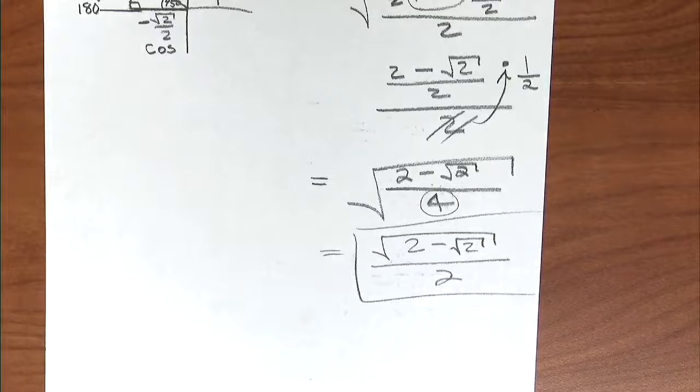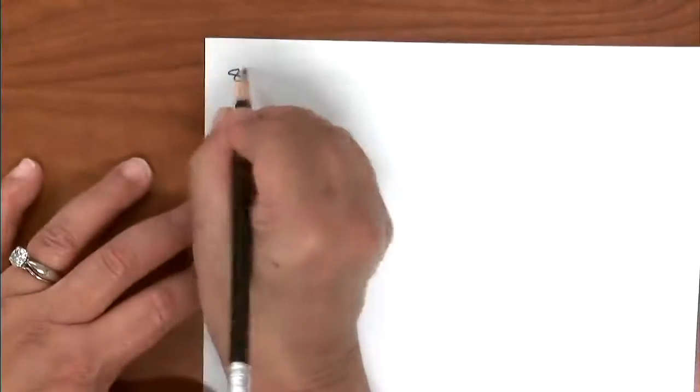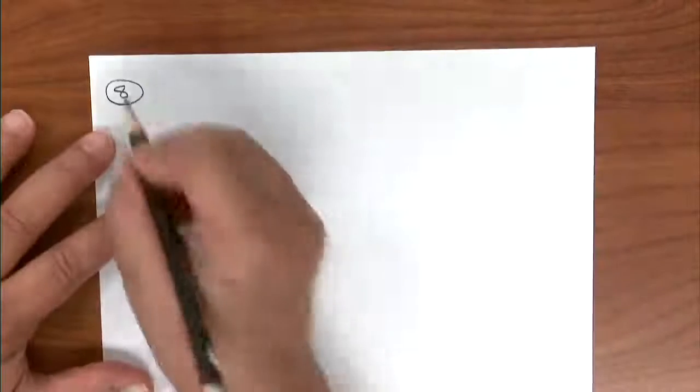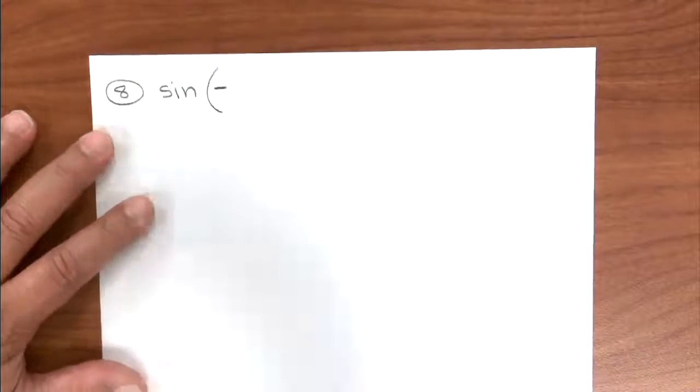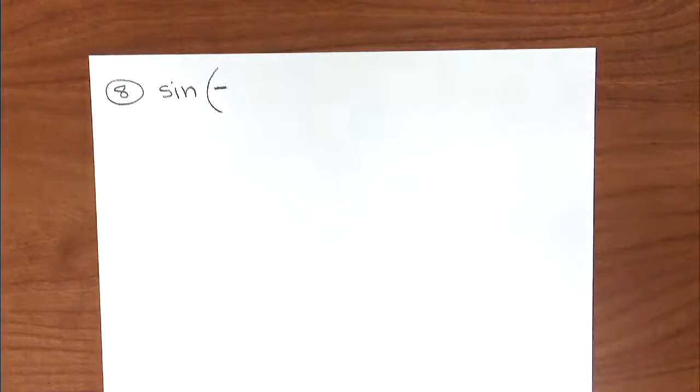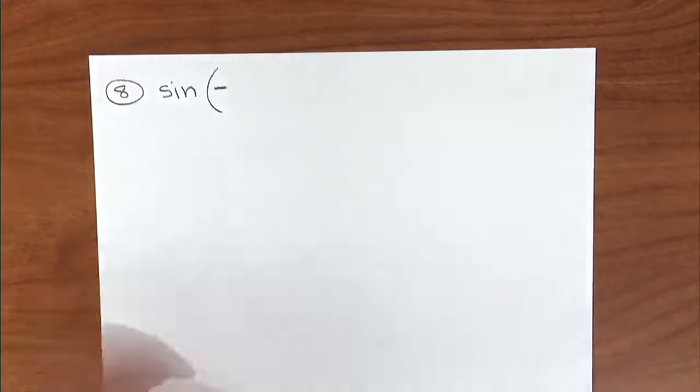Let's go to the next one, which is number 8. See if I can get through all of them. I don't know if I can. Okay, let's turn that into degrees, that 5 pi over 12. They're throwing you a lot of negatives today. So 5 times 180 divided by 12, 75?